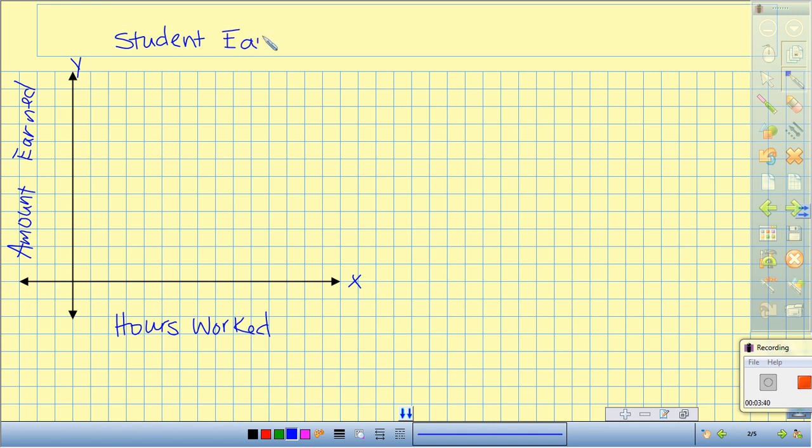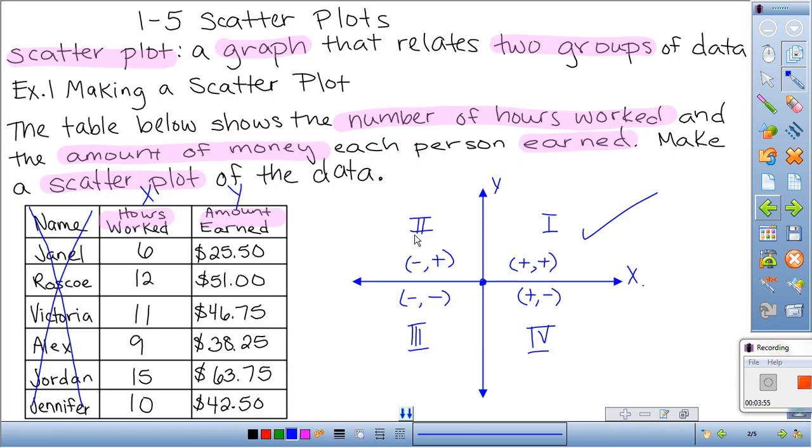You could also label it hours worked versus amount earned, or amount earned versus hours worked. Really, that part's up to you, but we just want it to be a good representation of what our graph is. Okay, so we want to start graphing. Let's look back at our numbers.